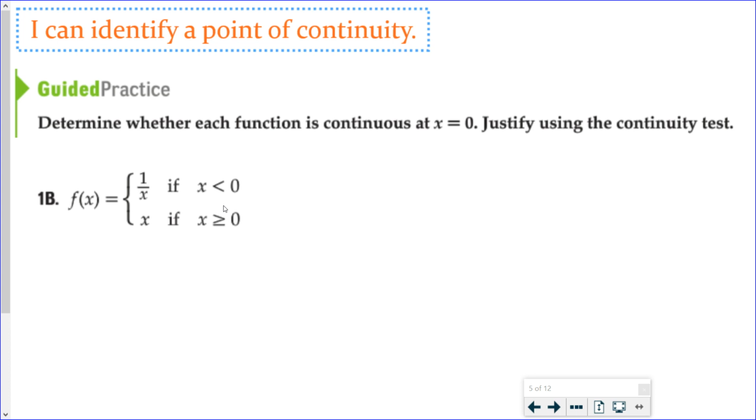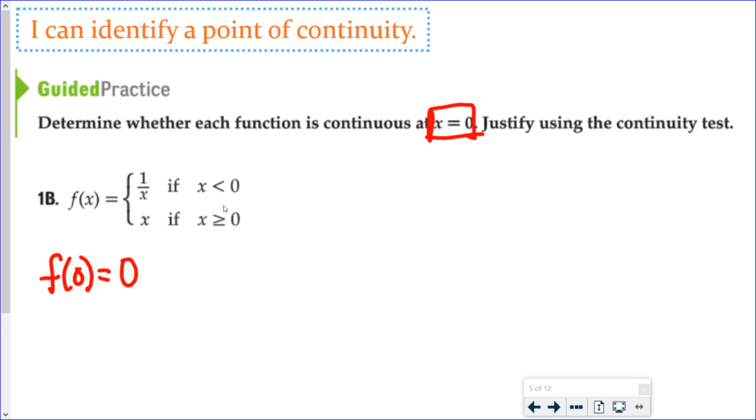So the first step is, does f of 0 exist? We're testing for continuity at x equals 0. So first we plug in 0. 0 lies within this interval because it's got the equal sign underneath it. So I'm going to plug in 0 for x, and f of 0 is equal to 0. So part 1 of my continuity test checks.